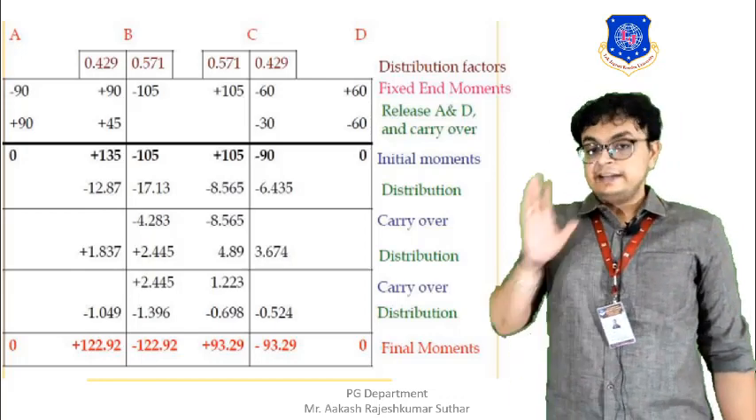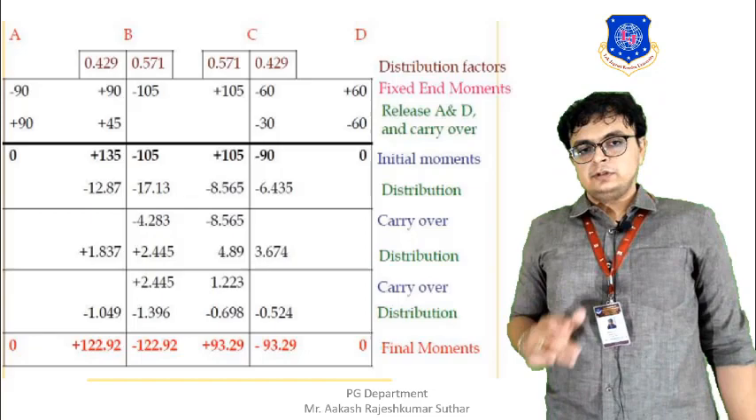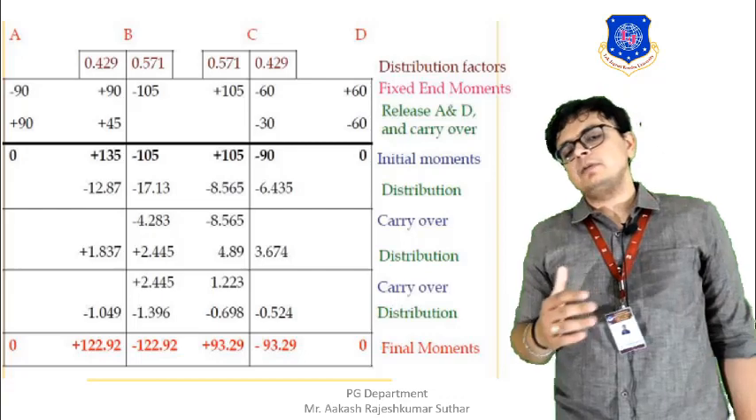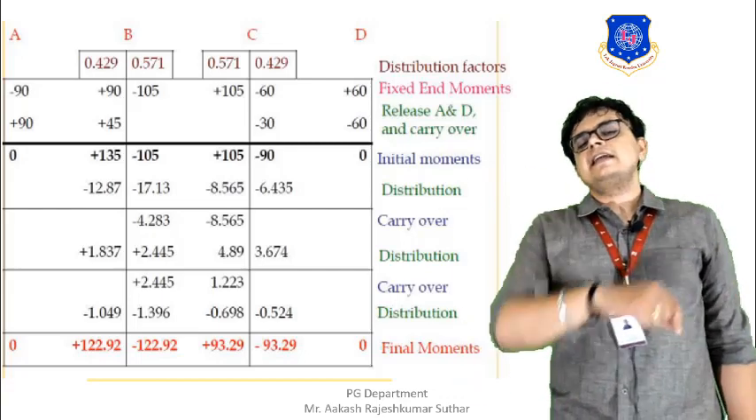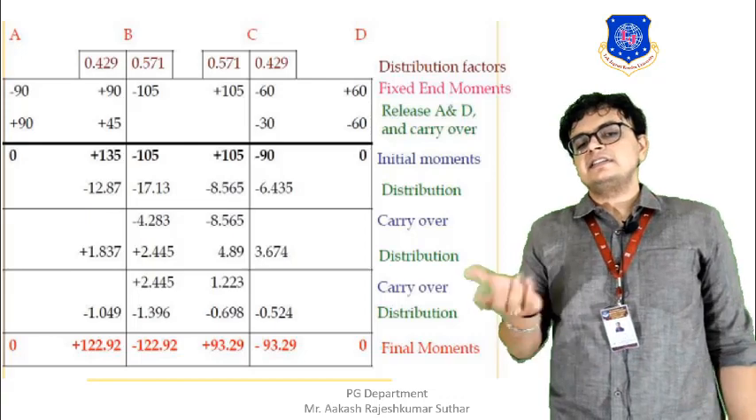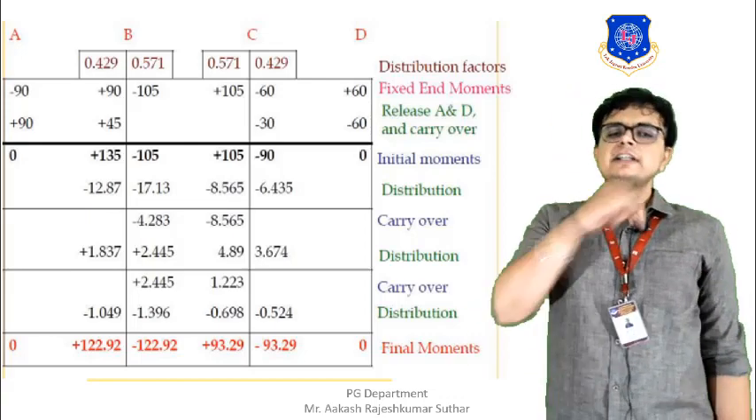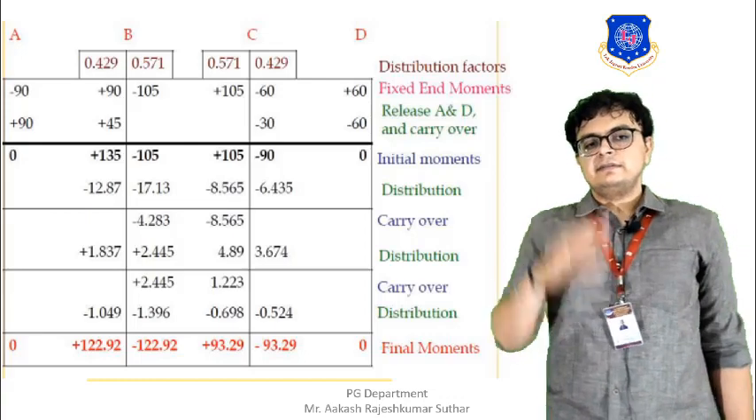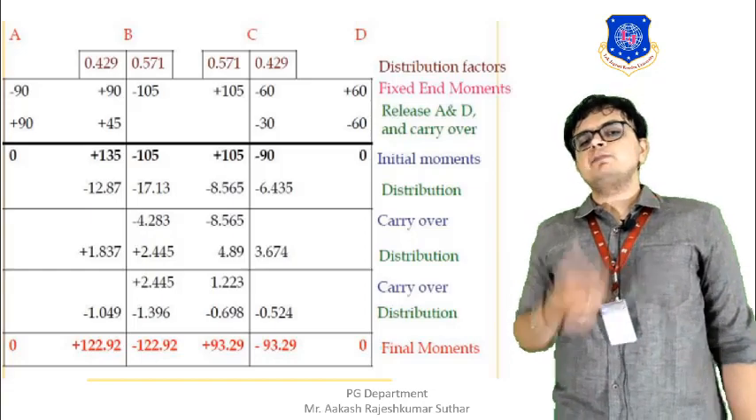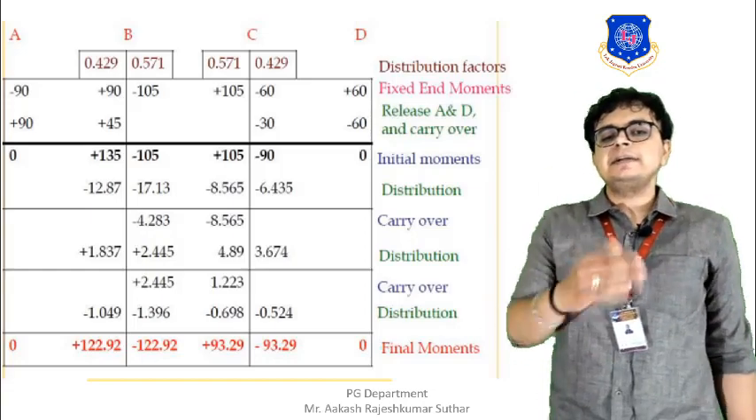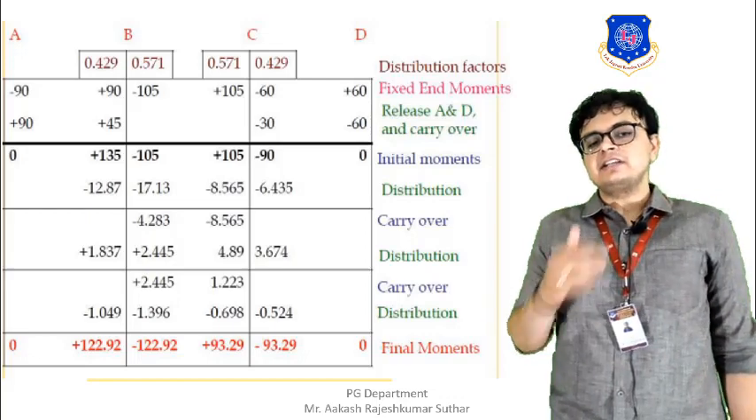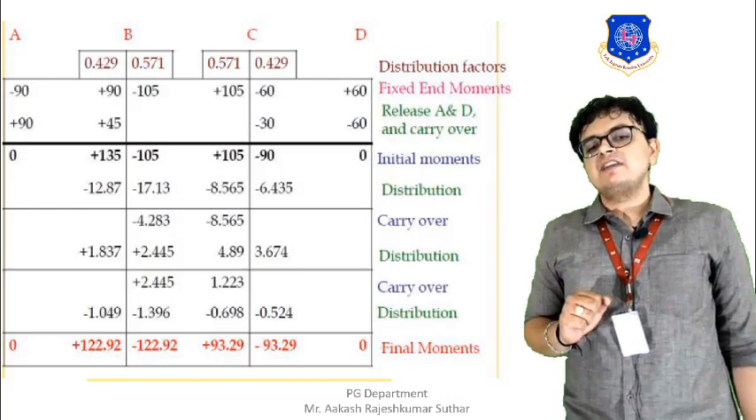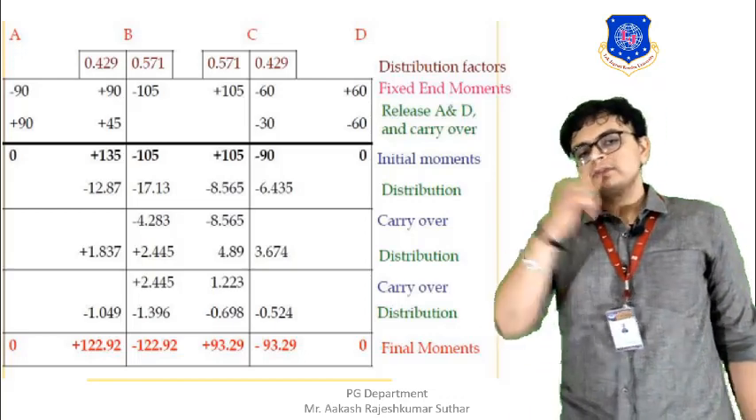Next thing will be the carryover. The carryover will be in such a way that half of whatever the bending moment is will be carried to the next, or adjacent, member. Talking about MBC, which has the value of minus 17.13, its half will be transferred to MCB. So minus 17.13 by 2 is equal to minus 8.565, that will be transferred to CB.